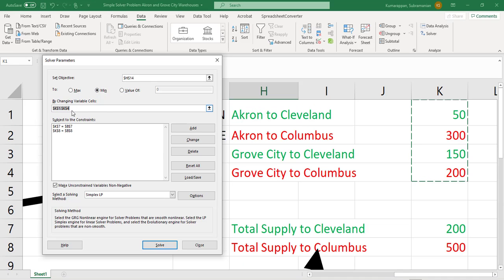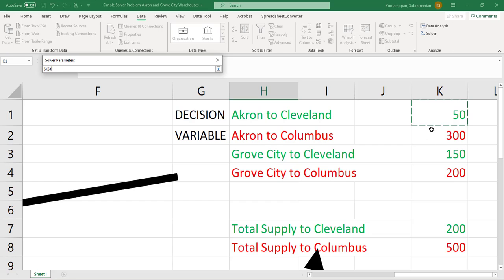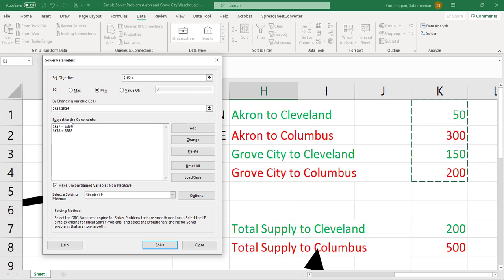By changing what? These cells, that is how much of product will go from Akron to Cleveland, Akron to Columbus, Grove City to Cleveland, Grove City to Columbus. So these are the four things. Oops, I made a mistake. It's actually all the four. So you select them. Now we need to make sure that we meet the constraints. So what are the constraints?